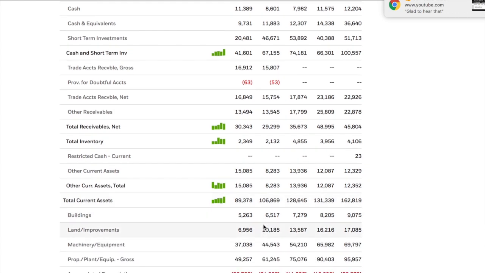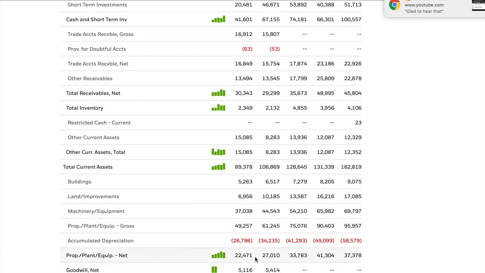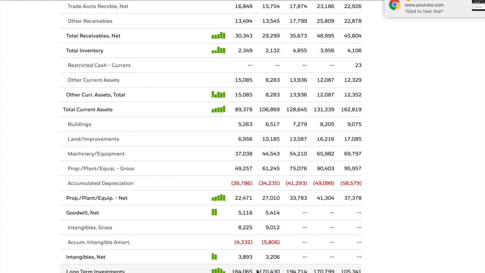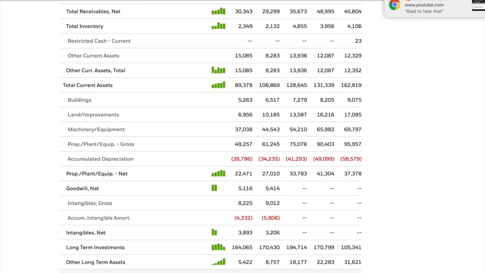Then there's how much money they spent on buildings and machinery. Right here you've got plant and equipment, which tells you how much money was spent on plant and equipment. You've got long-term investments, money they spent on long-term investments. And right here you've got the total assets, how much in assets the company has altogether.